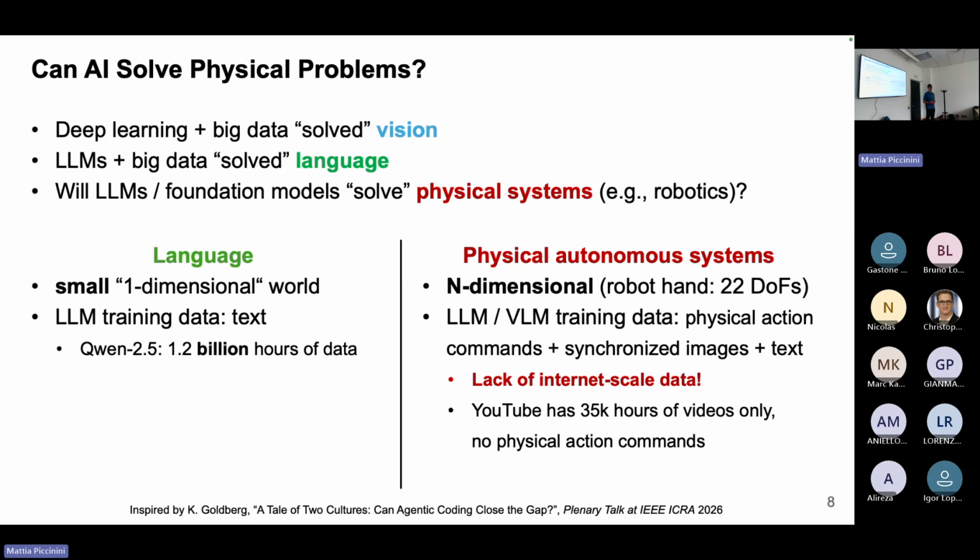YouTube, yes, it's true, has some nice videos there. It's like 35,000 hours probably of videos that are openly available. But the thing is, we have no physical commands there, right? It's video only. So we don't have the corresponding commands that the human maybe applied to his joints, to his legs, to his arms to execute those actions replayed in the videos. So this is really a limiting factor.